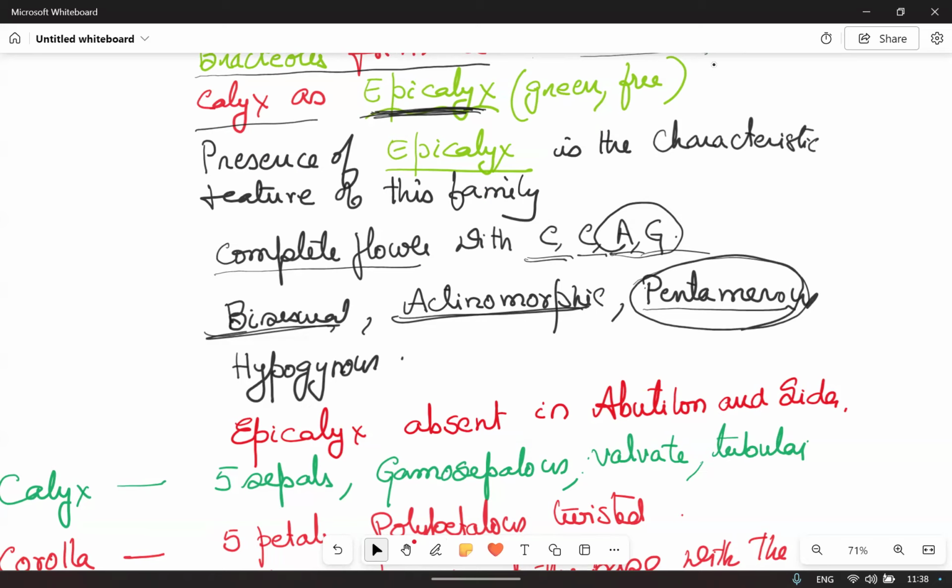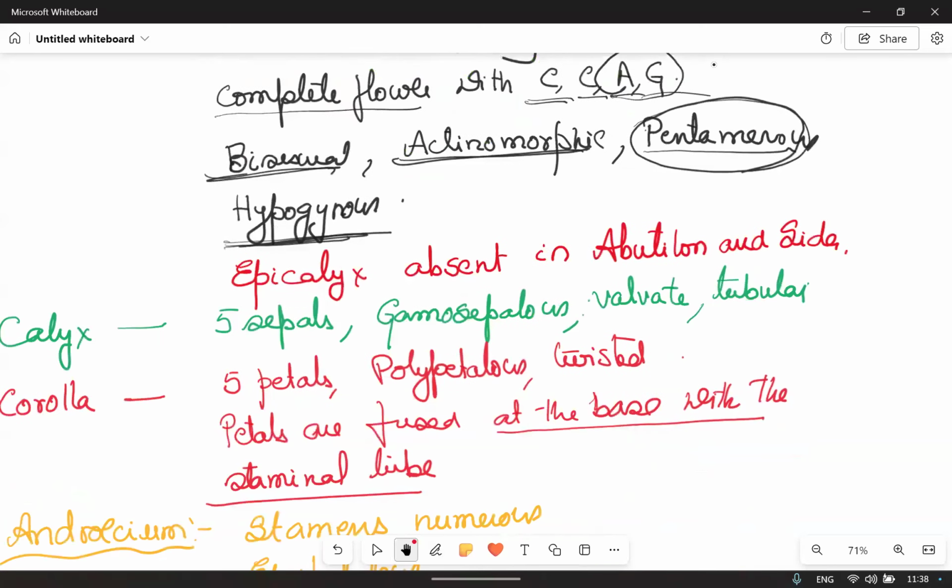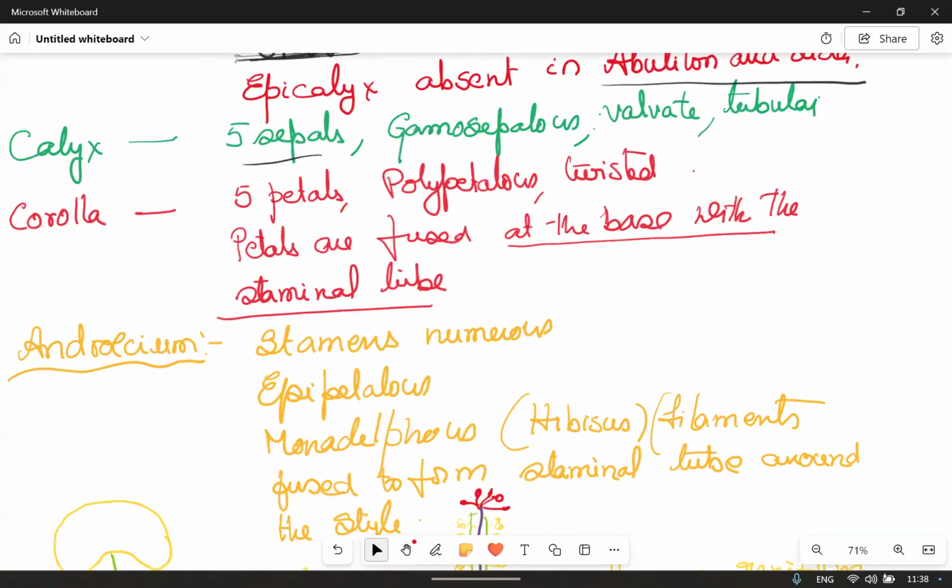Pentamerous, then hypogynous. Thalamus is conical shaped. That's why it is a hypogynous flower. So, epicalyx is absent in Abutilon and Sida. Calyx: how many sepals are present? 5 sepals are present, and those are gamosepalous.